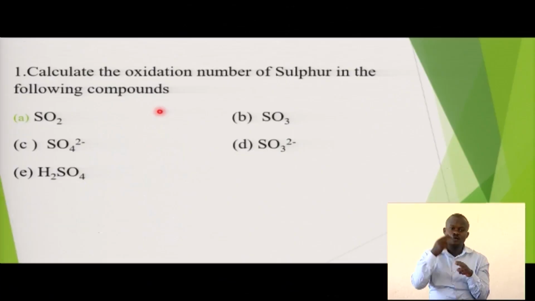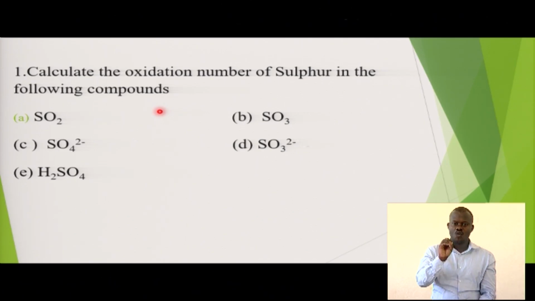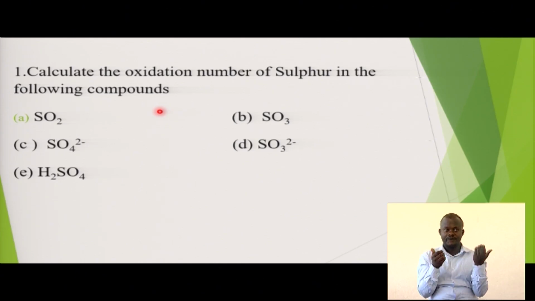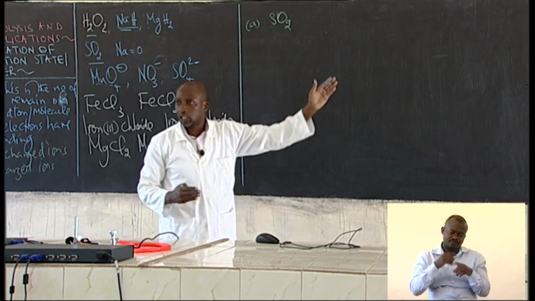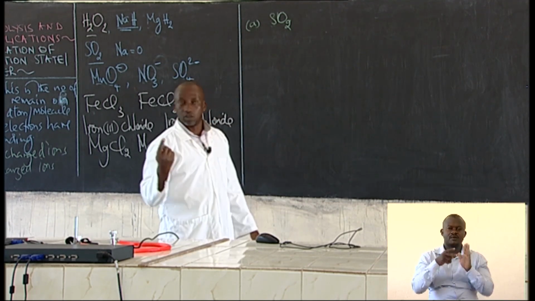Why do we call it sulfur dioxide? That is a trivial name. The chemical name is not sulfur dioxide. So how do we calculate? We say this is a neutral molecule. And therefore, if it is a neutral molecule, the sum of the oxidation numbers of atoms is equivalent to the number of charges. Do we have charges here? No, we don't have any charge here. So that means it is 0. The sum of the oxidation states will be equal to 0.